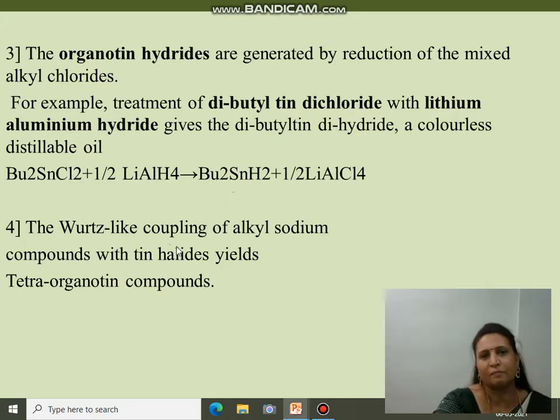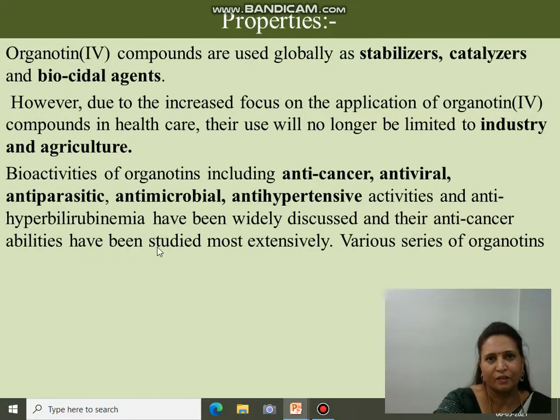The Wurtz-like coupling of alkyl sodium compounds with tin halides gives the formation of tetraorganotin compounds. Now let's see the properties of organotin compounds.